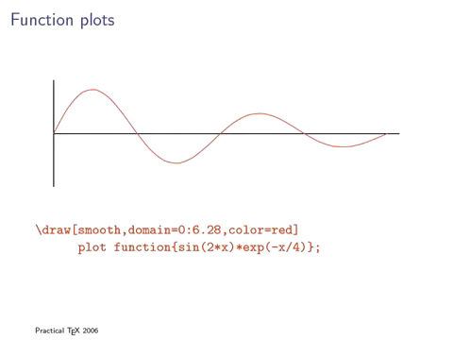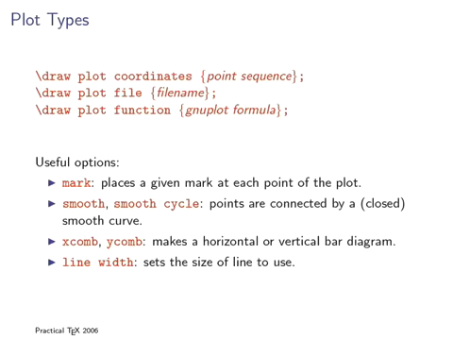There are a lot of different plot types. You can plot coordinates where you just give a sequence of points, any of the types of points we've talked about: polar coordinates, Cartesian coordinates, named points, whatever you want to put in there. You can also plot from a file where this is just XY tabular data, as GNUplot produces, or you can have GNUplot produce it each time.